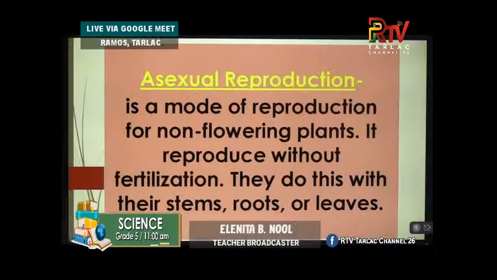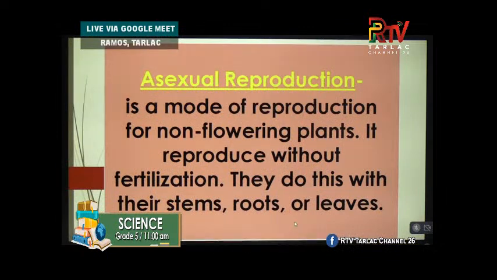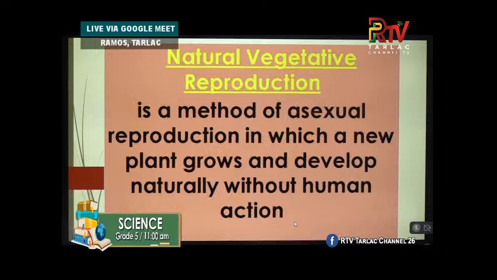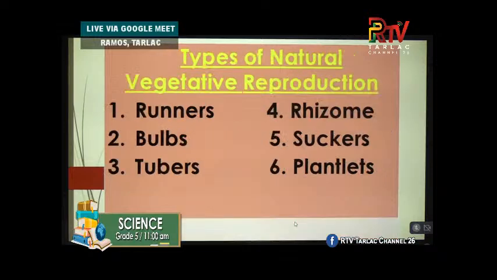Asexual reproduction is a mode of reproduction for non-flowering plants. It reproduces without fertilization. They do this with their stems, roots, or leaves. Another is the natural vegetative reproduction. It is a method of asexual reproduction in which a new plant grows and develops naturally without human action. The types of natural vegetative reproduction are runners, bulbs, tubers, rhizome, suckers, and plantlets.